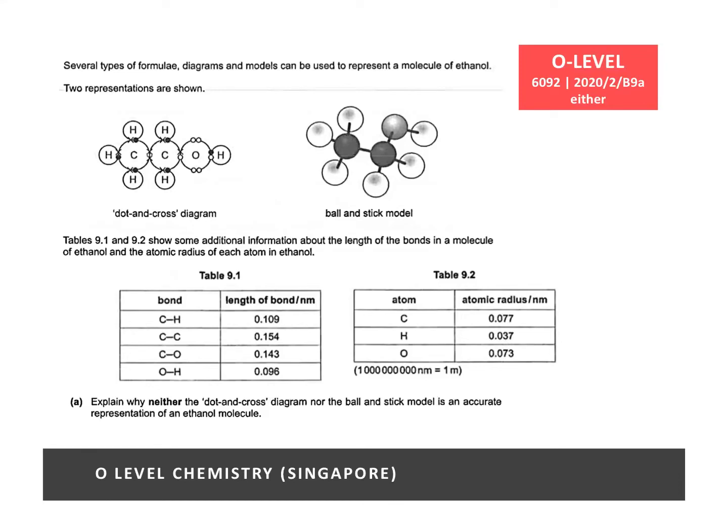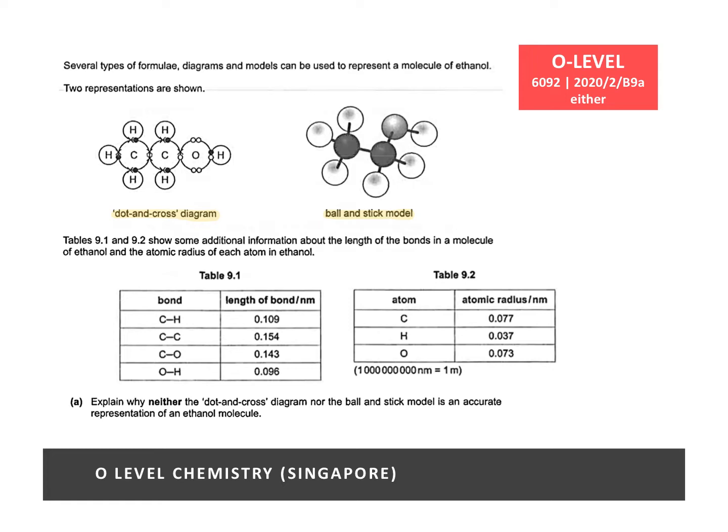Now this question is like a mini database question. I think it is related to a bit of chemical bonding as well as periodic table or even atomic structure. So over here in this question, they tell you that you can represent a molecule using different forms. You can either use a dot and cross diagram, which is something that we are familiar with, or a ball and stick model. And then they go on to give you two tables in the question.